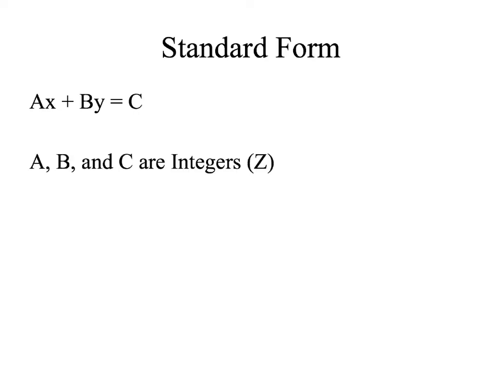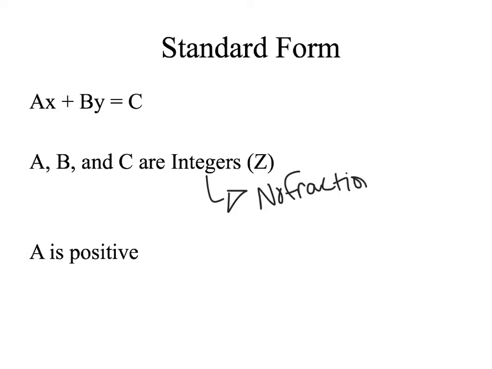So standard form is ax plus by equals c, where a, b, and c are all integers, and Z is just our little set notation for integer. And a is always going to be positive. So just to be clear, because they are integers, that means that there's no fractions, no decimals, or square roots or anything like that.